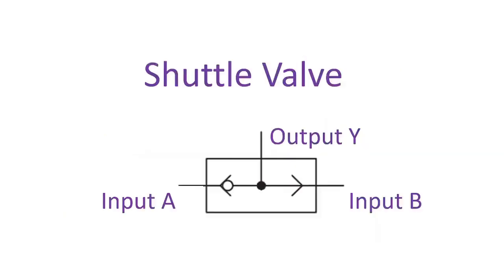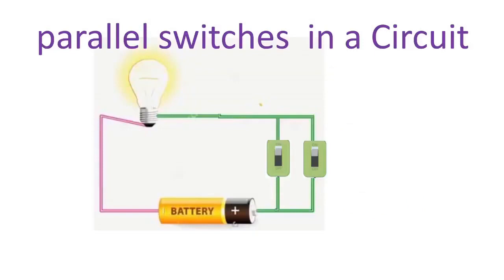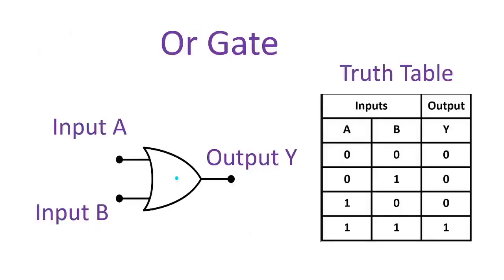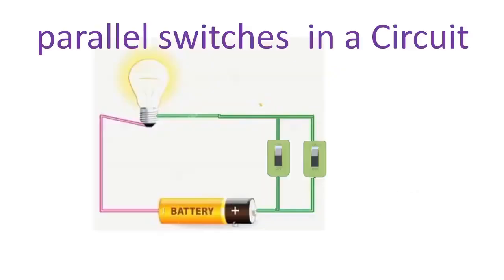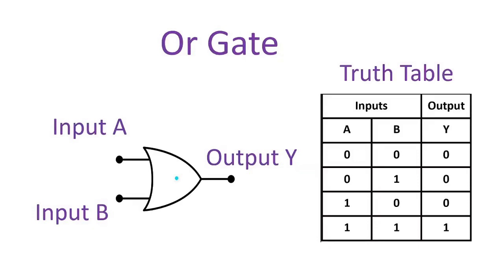And shuttle valves work on the same principle as a parallel circuit and an OR logic gate. The output of the shuttle valve is true if either of the two inputs is true. And for the parallel circuit, the bulb will glow if either of the two push buttons is pressed or if the two push buttons are pressed together. And the OR gate behaves according to a truth table. The output of the OR gate is true if either of the two inputs is true. Otherwise, it's false.